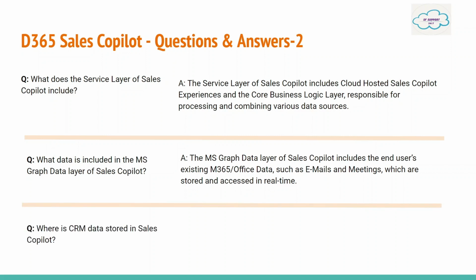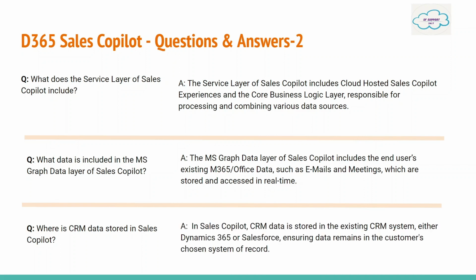Question. Where is the CRM data stored in Sales Copilot? The data is stored in the existing CRM system, either Dynamics 365 or Salesforce, ensuring data remains in the customer's chosen system of record. So, to put it simply, CRM data is stored in the existing CRM system.